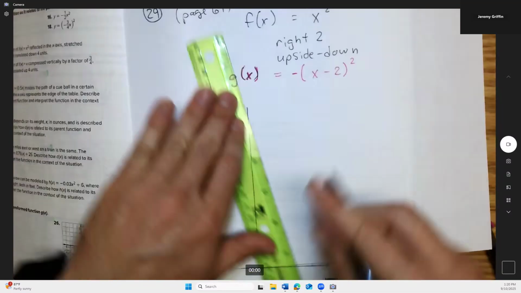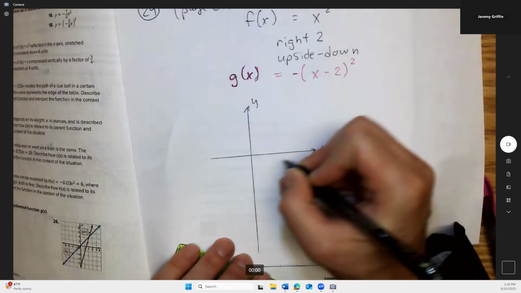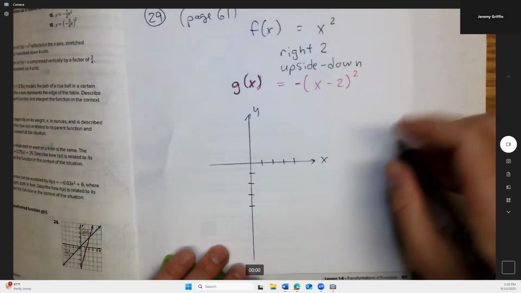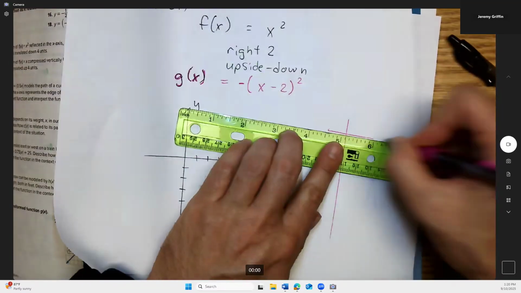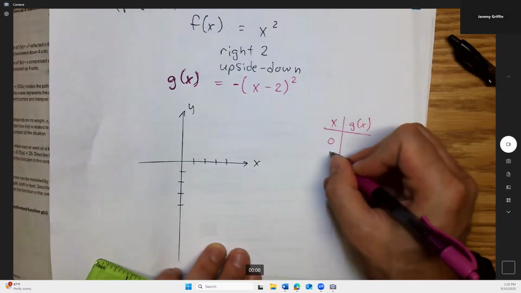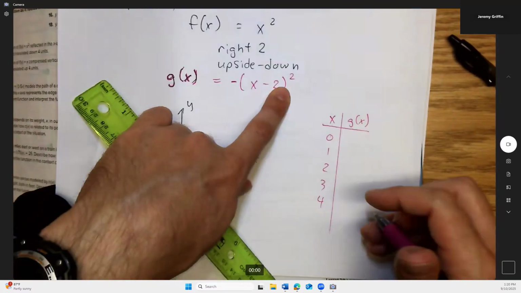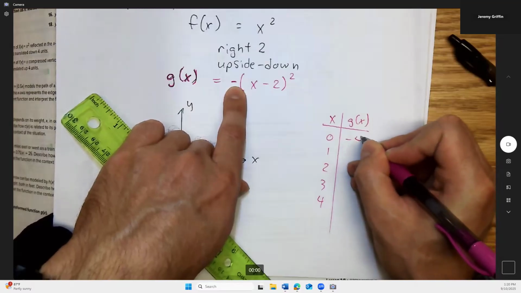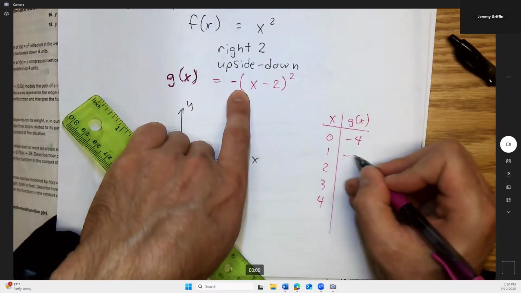So let's graph this and make sure that it all checks out. X-axis, y-axis. Make a little table over here: x, g of x. So let's go 0, 1, 2, 3, 4. If I plug in 0, I get negative 2 squared is positive 4, and then the negative brings you to negative 4. 1 minus 2 is negative 1, squared is 1, and then it's negative 1.